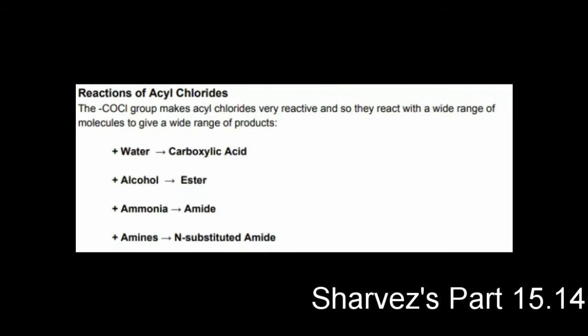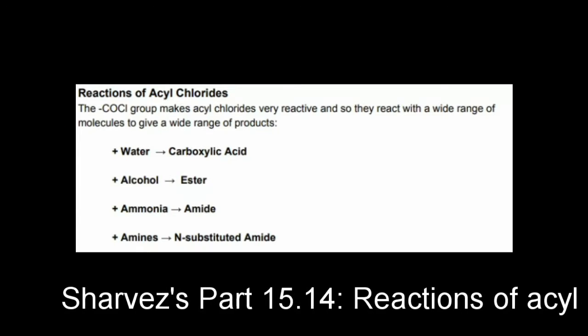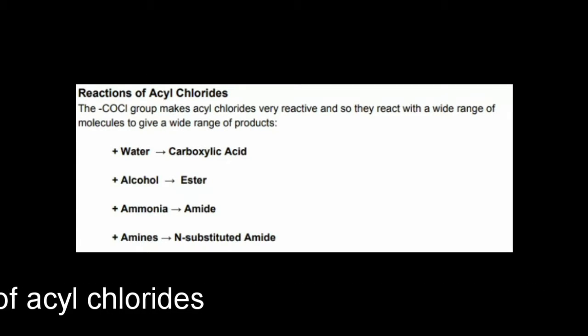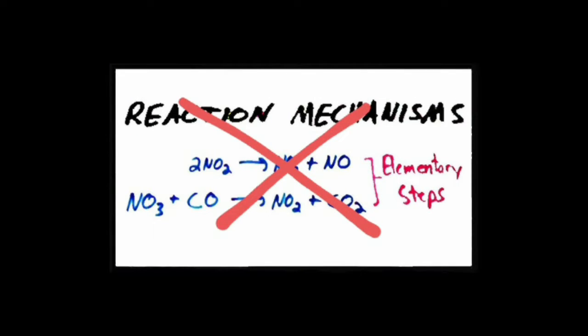So as Yasser said, acyl chlorides contain a COCl group. These make acyl chlorides very reactive, and so they can react with a wide range of molecules. For this part, we need to know about 4 specific reactions: acyl chloride with water, acyl chloride with alcohol, acyl chloride with ammonia, and acyl chloride with amines. For all of these, you don't have to know the reaction mechanisms. You just need to be able to do the displayed formula or the structural formula.